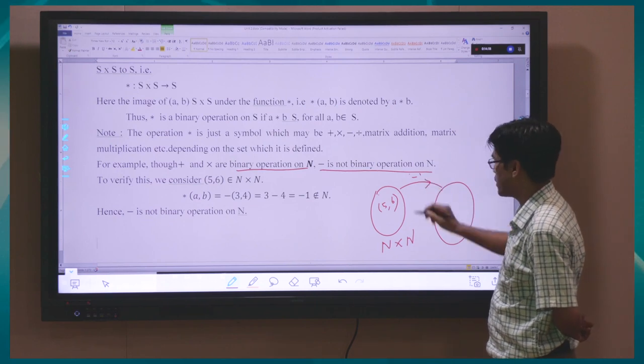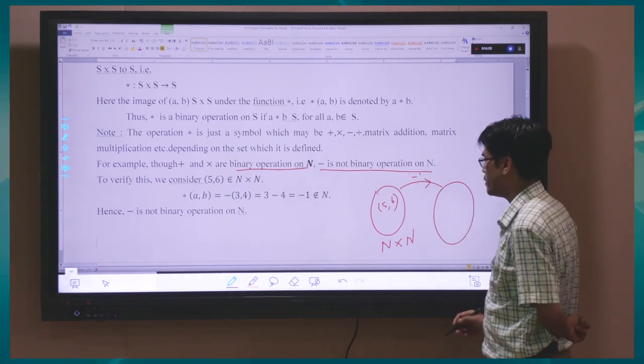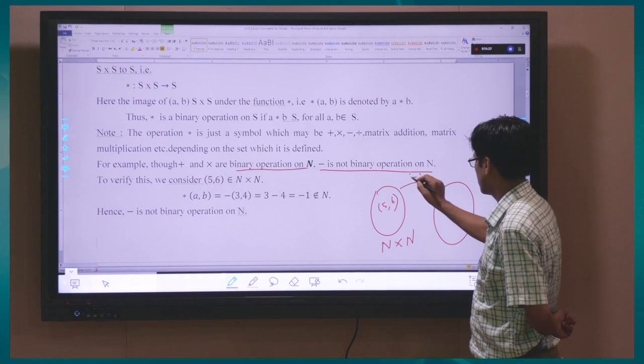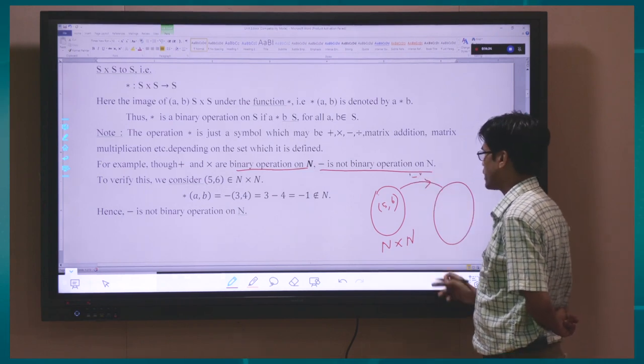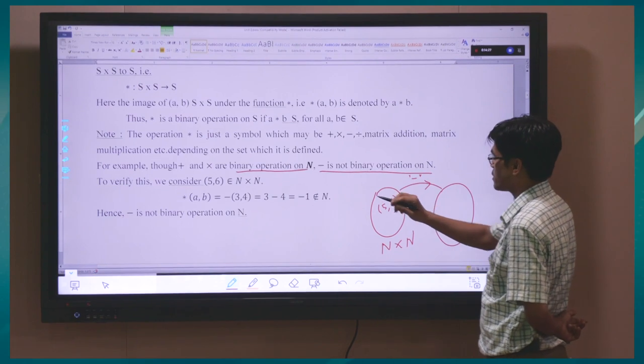So subtraction is not a binary operation on N. To verify this result, we consider one example.